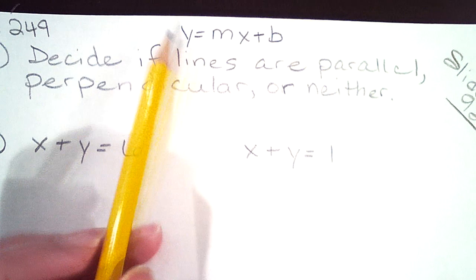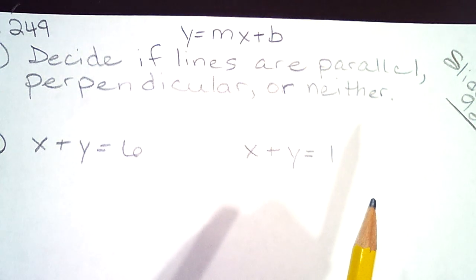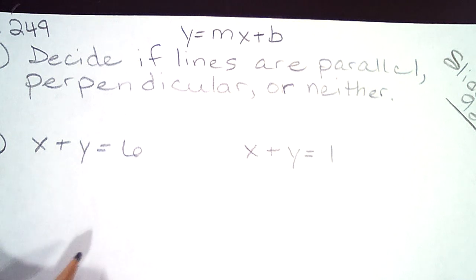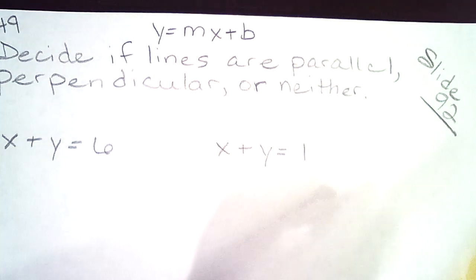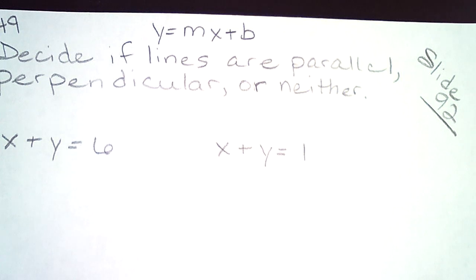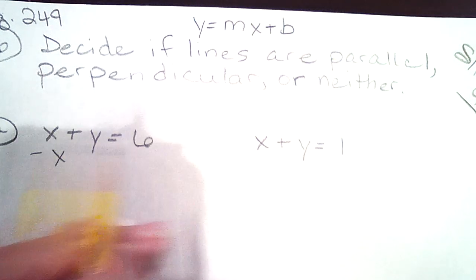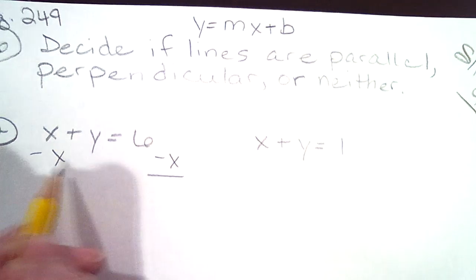So we will need to put that into the y equals mx plus b form and then identify the slope for each equation and compare them to decide. You can go back to slide number 92 to look at some examples. So isolate the variable, subtracting x from both sides.